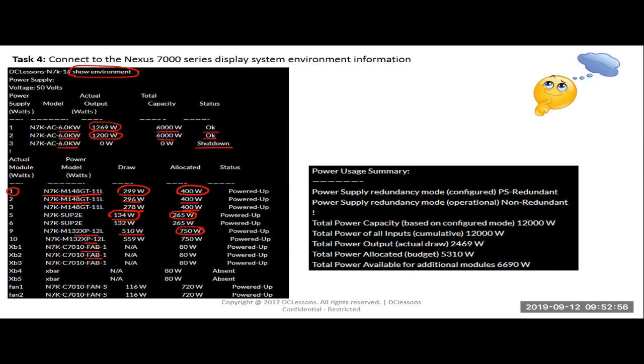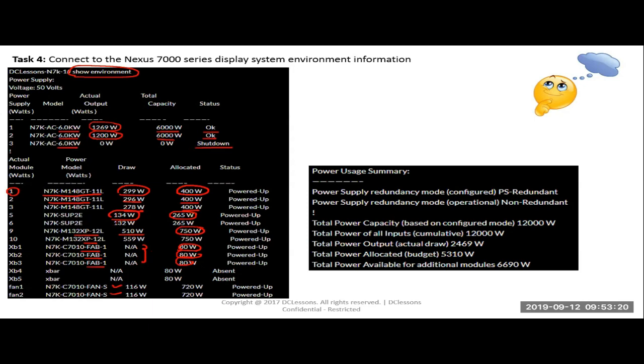Your fabric module's allocated power is 80 watt, but due to some error it's not showing. And this is your system fan tray. The allocation of power is done by your Nexus. Out of that allocation, how much your line card is actually drawing, you can see via this command.